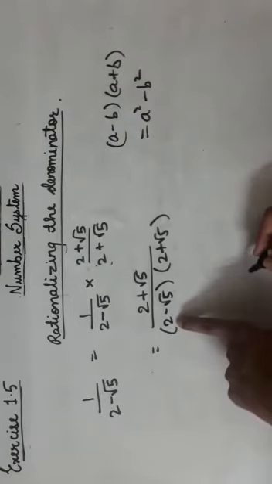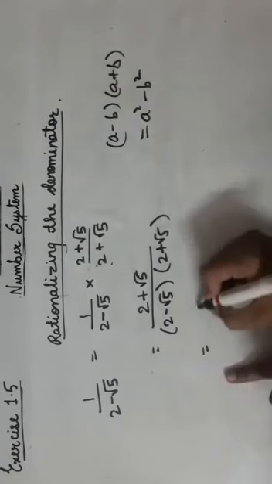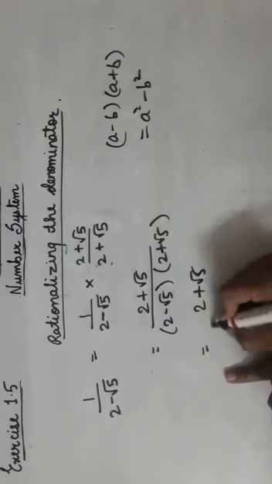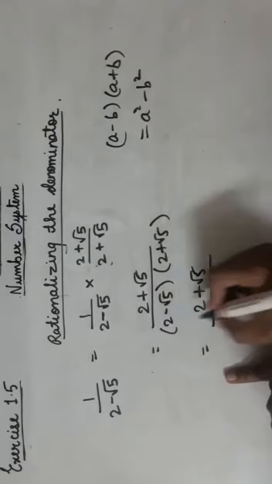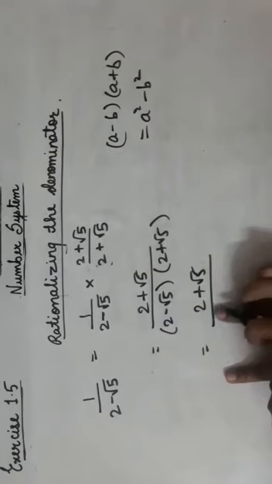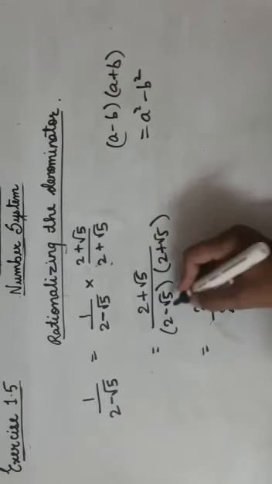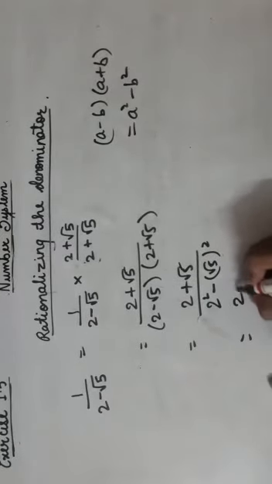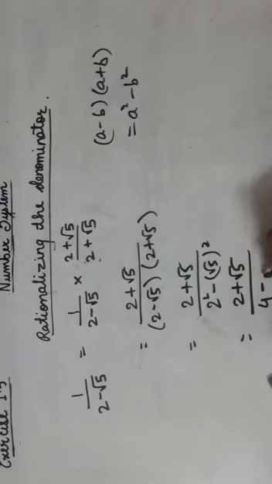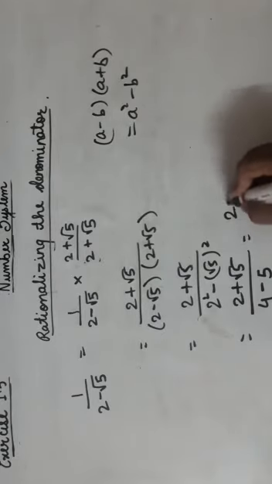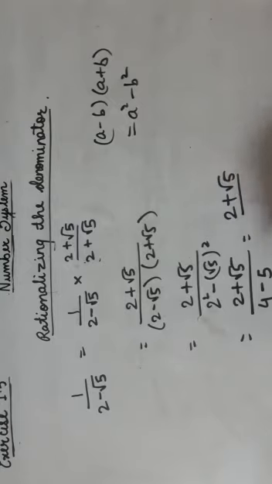So here your a is 2 and b is root 5. So the numerator 2 plus root 5 as it is, upon a square minus b square. Apply that formula. A is 2, so 2 square minus b square, that is root 5 square. So it will be 2 plus root 5 upon 2 square is 4 and root 5 square is 5, right?